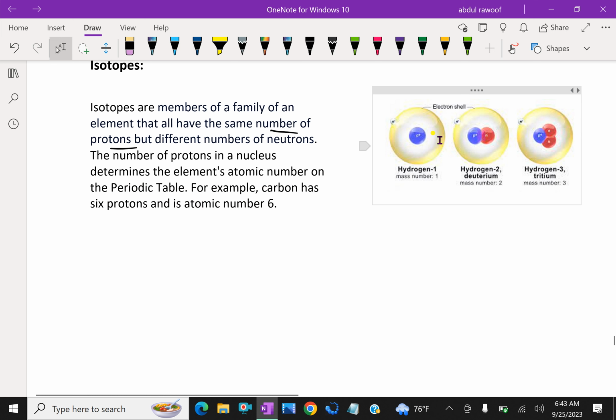Look at, for example, hydrogen 1: mass number is 1, that means no neutron, only 1 proton. Hydrogen 2, deuterium: mass number is 2, which means 1 neutron is in the nucleus. Hydrogen 3, called tritium: mass number is 3, meaning 1 proton and 2 neutrons, so the nucleus contains 2 neutrons. That means having the same atomic number but different mass number of the same element is called its isotopes.